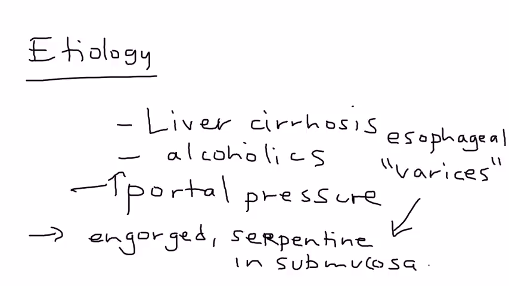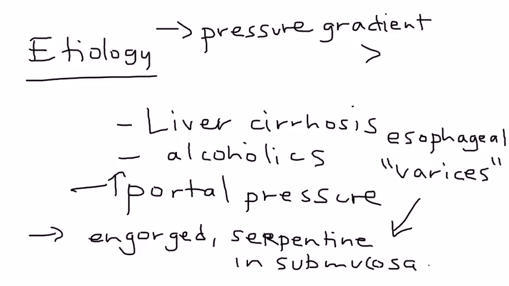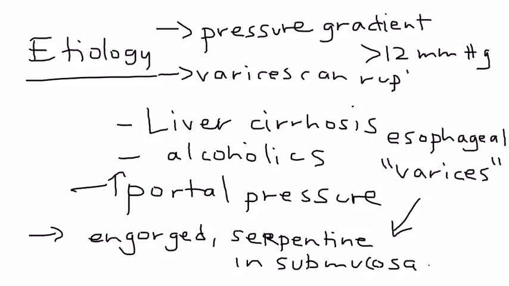Now what happens is, if the pressure is greater than a certain amount, these varices can rupture. So when the pressure gradient gets really high, greater than 12, the varices can rupture. And when that happens, you have essentially caused massive bleeding. And it's actually pretty dramatic when a patient presents to the emergency room.